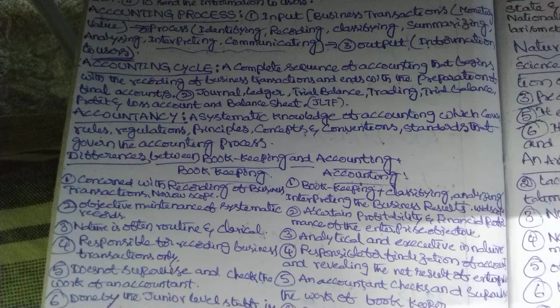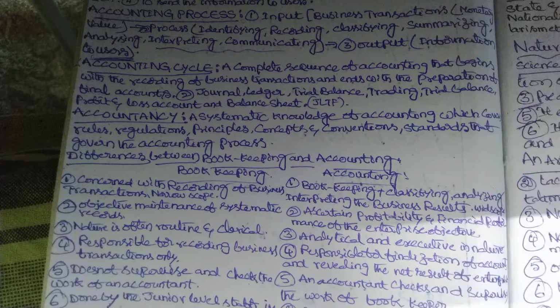It includes general ledger, general and ledger are divided from each other. There are so many journals, ledger, and trial balance, trading, trial balance, profit and loss account, and balance sheet. In future, we will discuss the forms and models of all these accounting cycle parts and parcels.